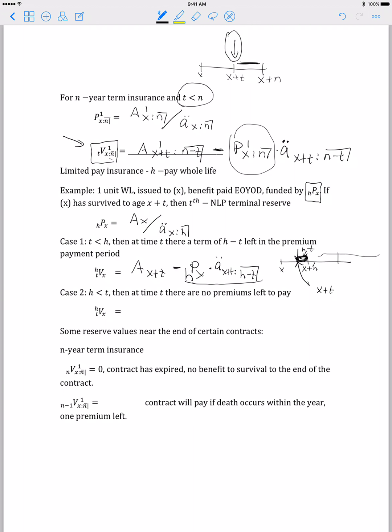Now, if H happens to be less than T, so that the premium period has now ended, here's the premium period, and I've survived to this point in time, there are no future premiums to pay. So that's just the actuarial present value of future benefits. Notice when I have a limited pay policy that I've come up with this special notation, or the actuaries have this special notation where they put the limited pay period as a superscript on the back side of V.